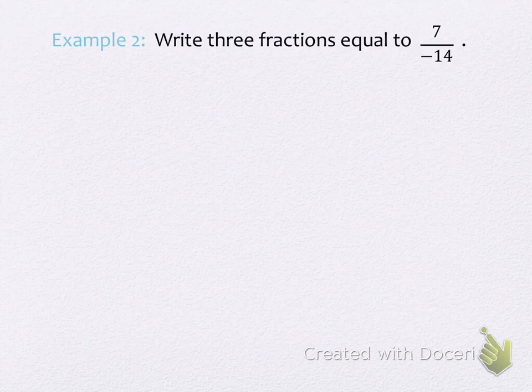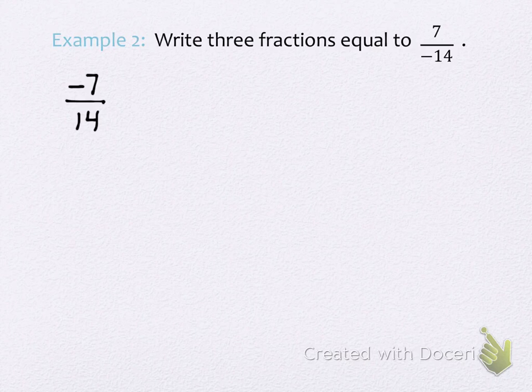All right, we'll do this example and then we'll stop for today. We're going to write 3 fractions that are equal to 7 over negative 14. The first one that you may not necessarily think of, but it's actually a different fraction, is you could write negative 7 over 14. That's the same thing, right?